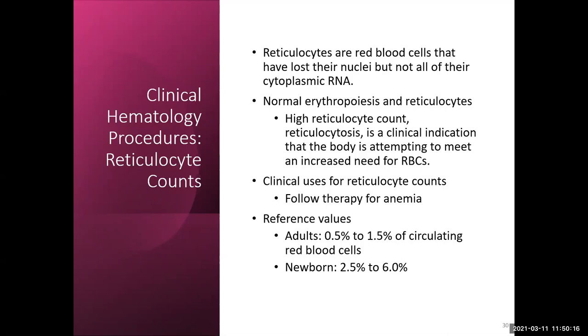A high reticulocyte count could indicate that the body is attempting to meet an increased need for red blood cells. So what would be a situation for the need for more red blood cells? If you've had some sort of injury, something where you've lost a lot of blood volume, let's just say a female that has just given birth, her hemoglobin drops because she had a bleed during delivery.